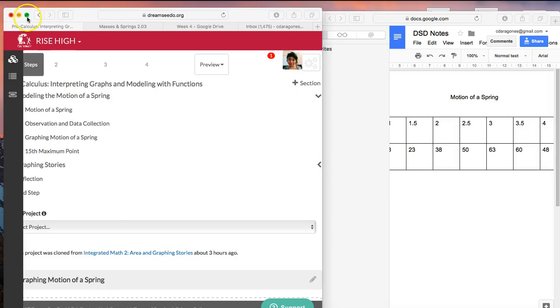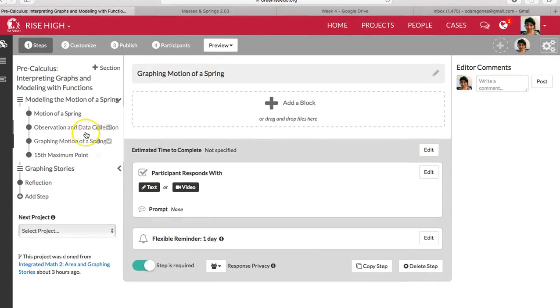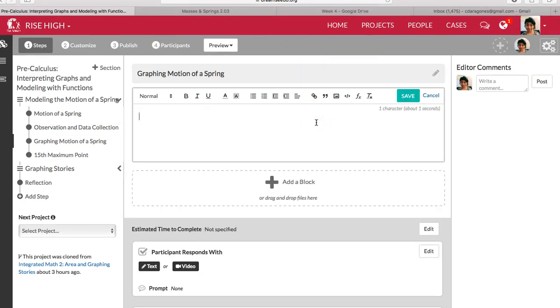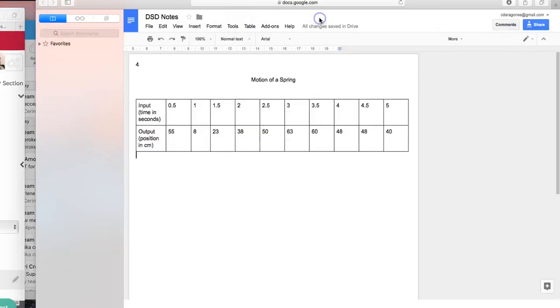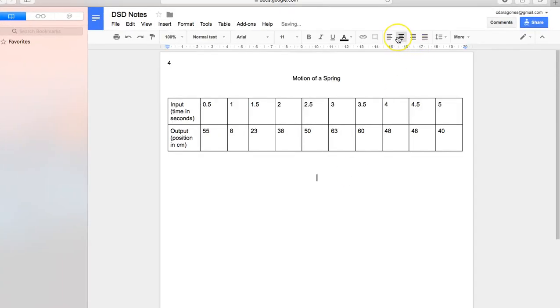All right, so now that you have finished observing and collecting data, I would like for you to take your data table and graph it in your notebook. So you can go ahead and take your notebook, okay, and below your data table, I'm just going to call it graphing the motion of a spring.